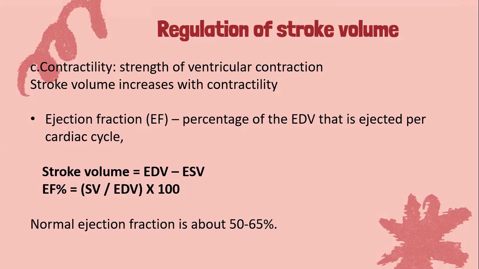So, what is ejection fraction? Ejection fraction is the percentage of the end-diastolic volume that is ejected per cardiac cycle. We can calculate the stroke volume by subtracting the end-systolic volume from the end-diastolic volume. And ejection fraction can be calculated by stroke volume divided by end-diastolic volume, times 100. The normal ejection fraction is about 50 to 65%.